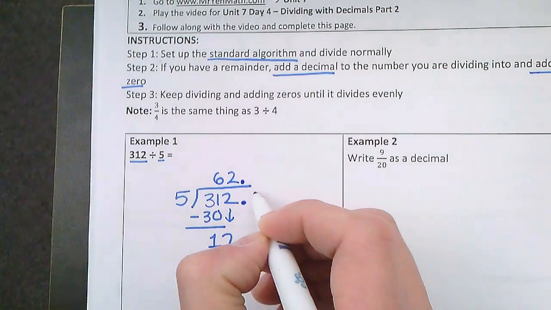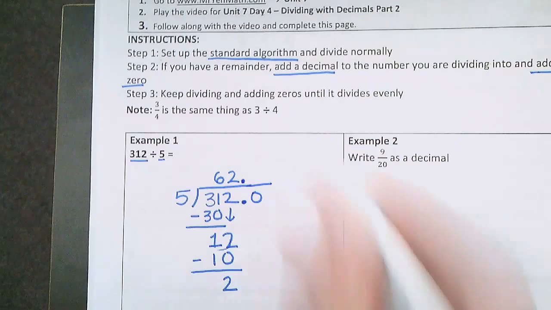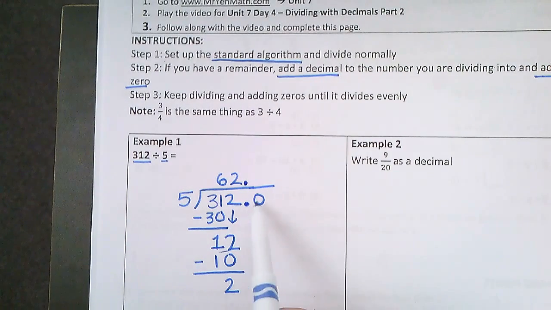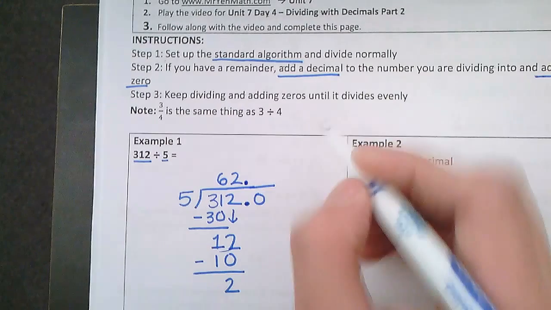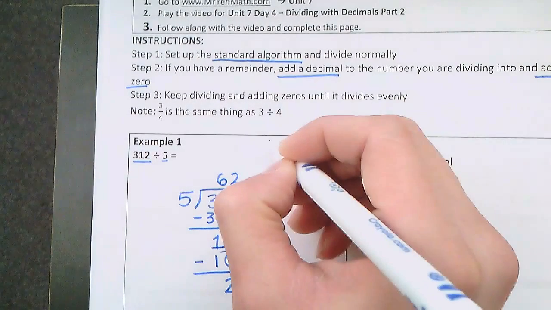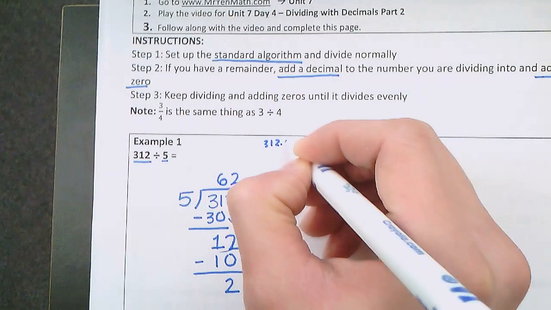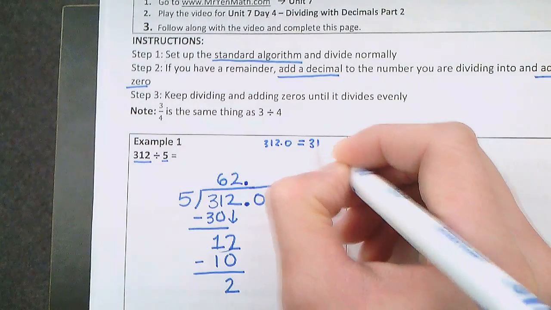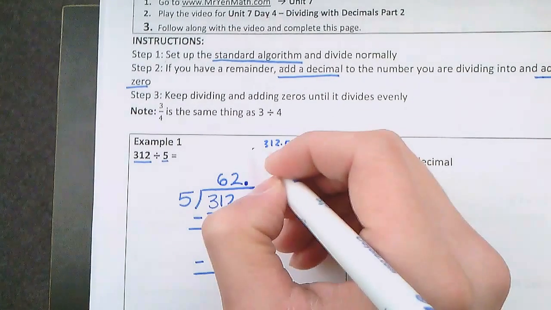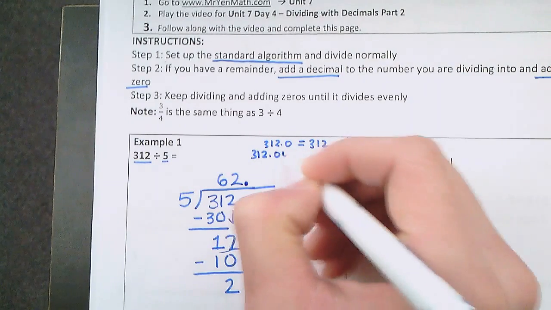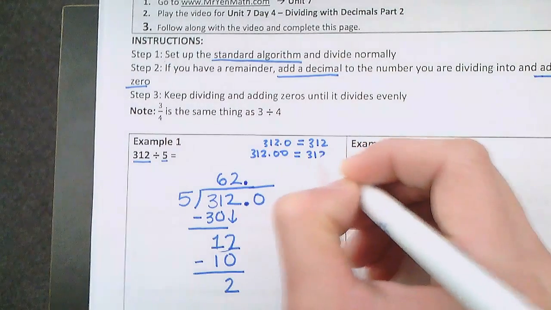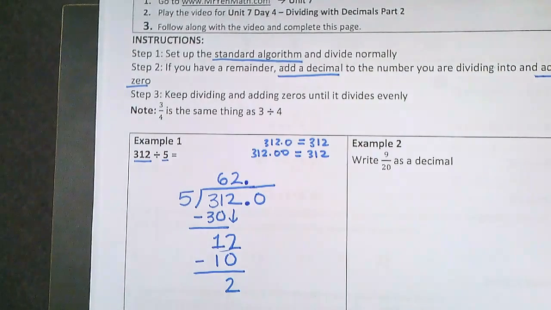Add a 0. And the reason why we can add a 0 right here is because we just changed this from 312 to 312.0. And we can make that math move because 312.0 is the same thing as 312. Or if I had 312.00, that is also the same thing as 312. So the number is staying equal. We're just adding a decimal and a 0.